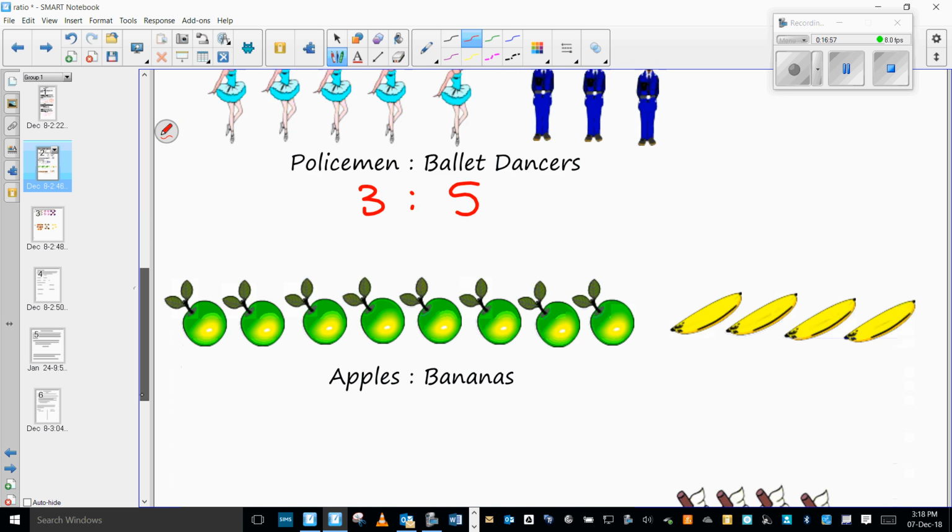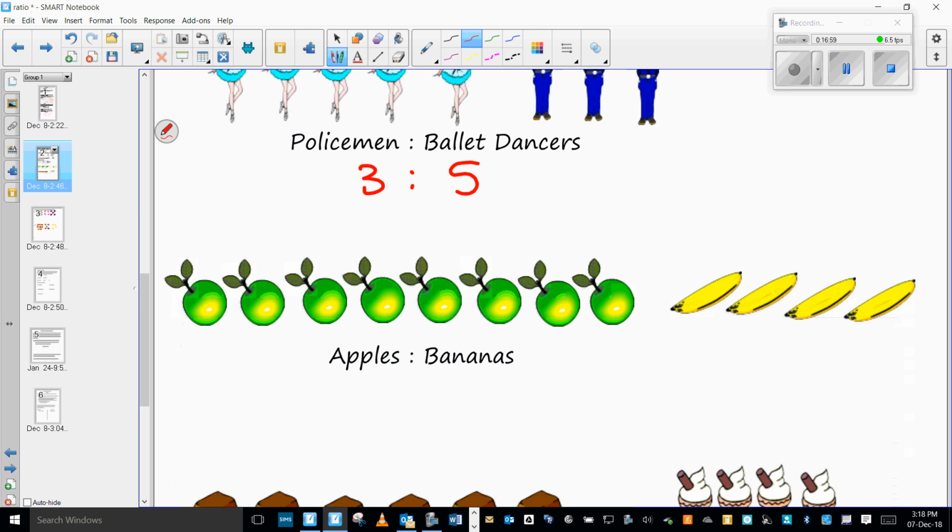Apples to bananas. 4 to 8. 4 bananas, 4 apples. So which order am I going to write it? 8 and 4. 8:4, good job.